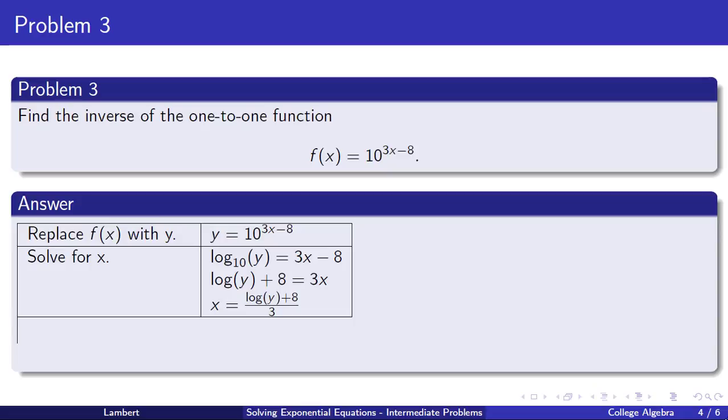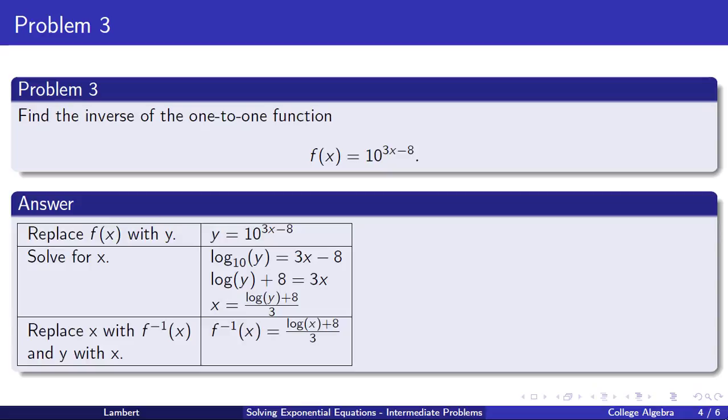And then now we're ready for our final step to find the inverse function. And so all you need to do is replace the x. Everywhere you see an x, you're just going to put that f inverse of x, and there should only be one spot because we solved for it. And then we're going to replace every y that we see with x. So you get f inverse of x equals the log of x plus 8, divided by 3.